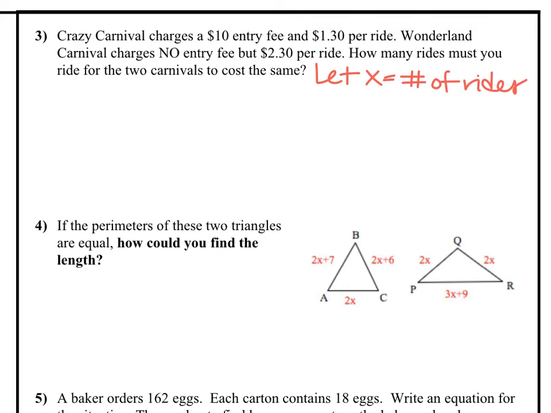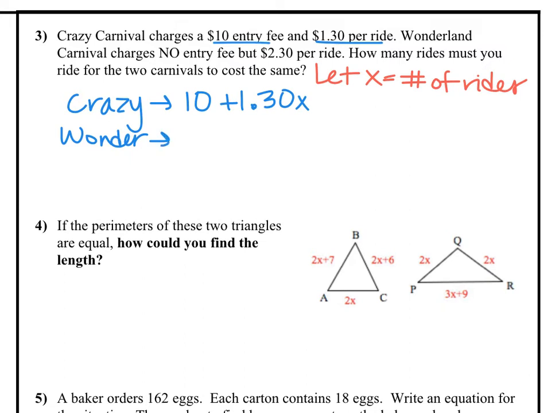All right, crazy carnival charges a $10 entry fee and $1.30 per ride. So $10 happens once, but $1.30 happens over and over, so it gets a variable. And then Wonderland, no entry fee, so no one-time fee, but it does cost $2.30 per ride. It happens over and over, so it gets a variable.